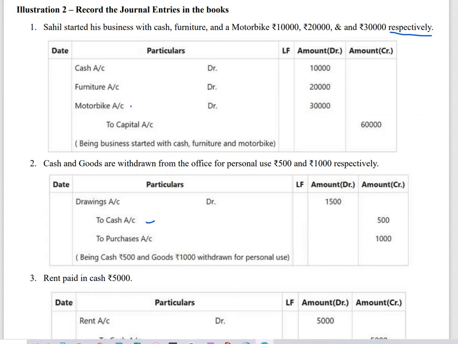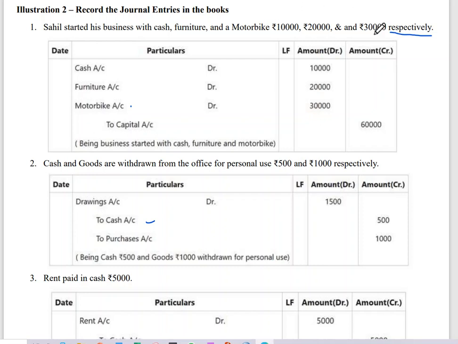Dear students, in this video we will be discussing the basic and major journal entries which are important in our day-to-day business transactions. Beginning with the first transaction, which relates to the capital account: Sahil started his business with cash, furniture and a motorbike worth rupees 10,000, 20,000 and 30,000 respectively.